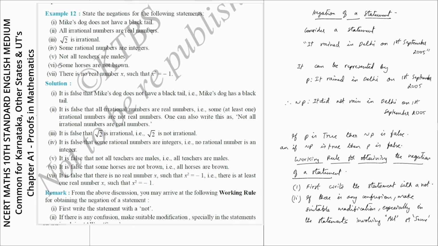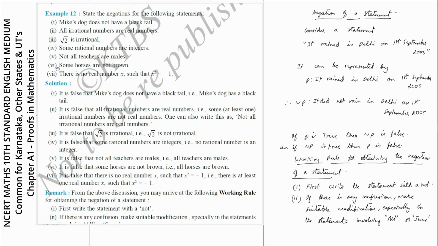Okay, now fifth example, not all teachers are males. If this is a true statement, then all teachers must be males will be the false statement. Okay, so we are eliminating this word not here. Okay, all teachers are males. If this was given, if all teachers are males was the question, this would have been the answer: not all teachers are males. So if this is true, this is false.